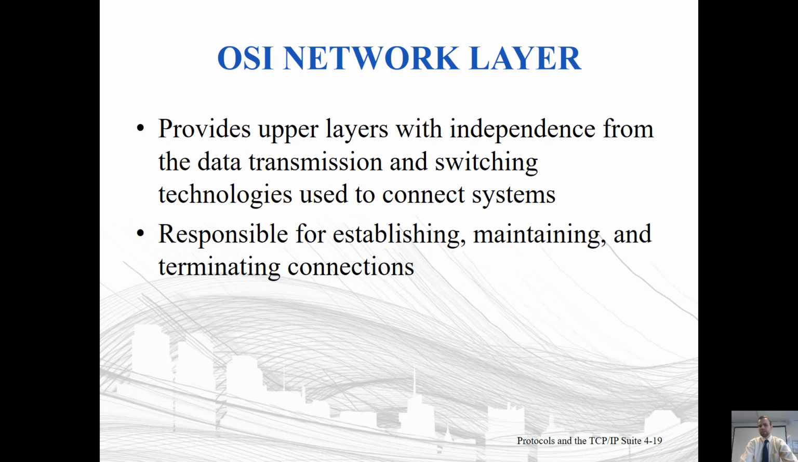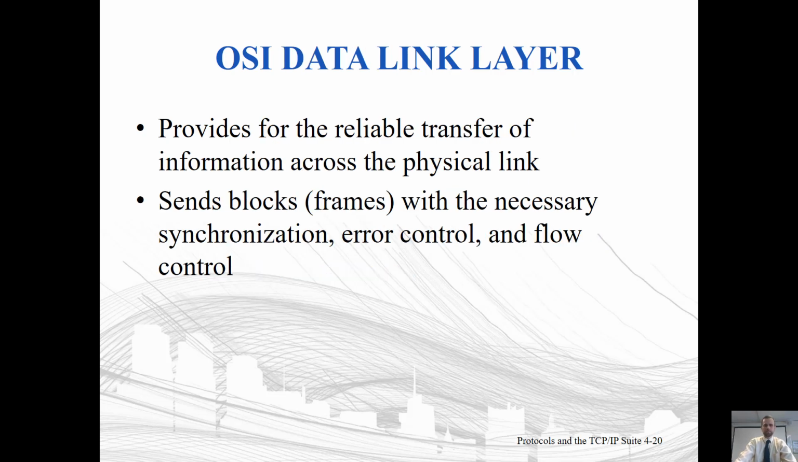Then you come to the network layer, which provides the upper layers with independence from the data transmission and switching technologies used to connect the systems. And it's responsible for establishing, maintaining, and terminating connections. So that's the network layer of the OSI model.